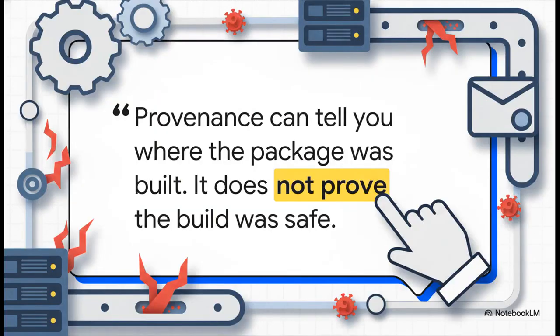The answer lies in this fundamental truth, and I really want you to let this sink in. Provenance can tell you where the package was built. It does not prove the build was safe. Provenance confirms the package came from the expected GitHub Actions workflow.